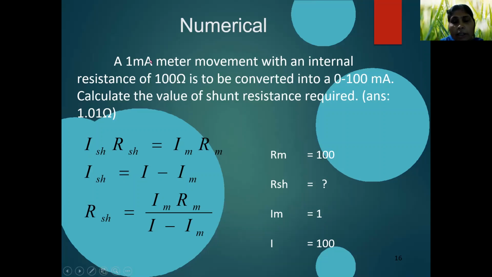And in this numerical, it is required to convert this 1 milliampere meter into a 100 milliampere ammeter. So the total range which we want to show through the ammeter is 100 milliampere. So current I is 100 milliampere, IM is 1 milliampere, and RM equal to 100 ohm. So the answer is 1.01 ohms.